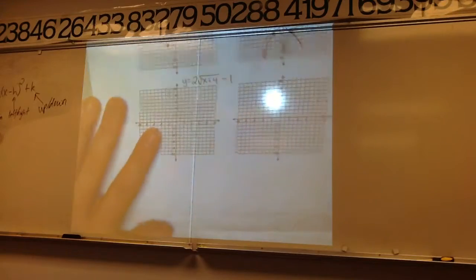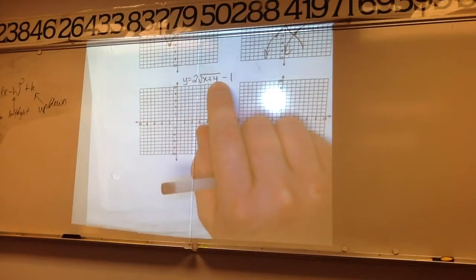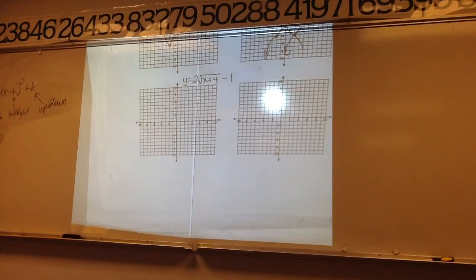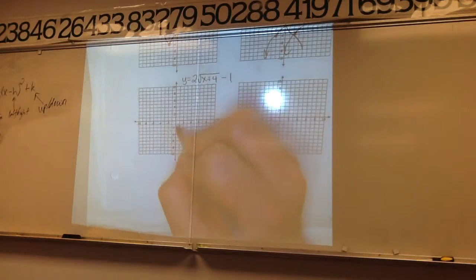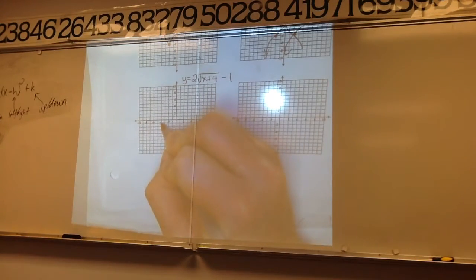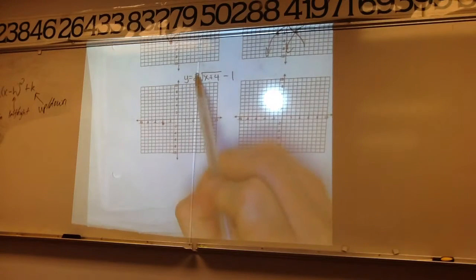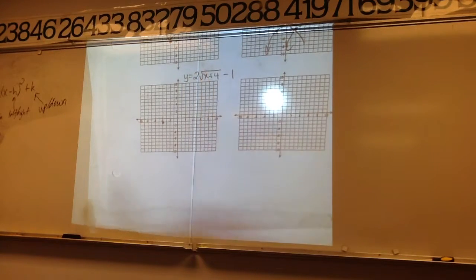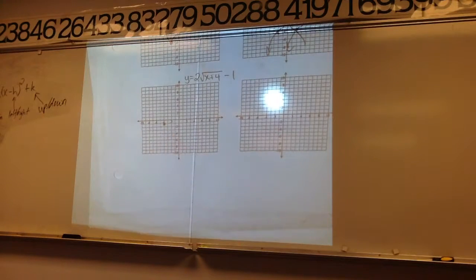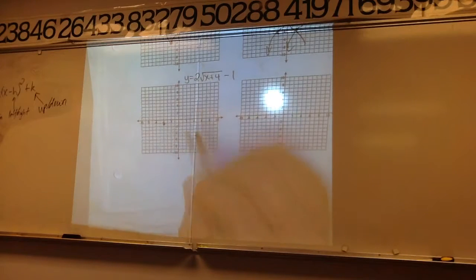Okay, so going to here. All you gotta do is go left 4, down 1. Now you should know in your head, because this is positive, and because it's a square root, where is it gonna go from here? Is it gonna go to the right, to the left, up, down?